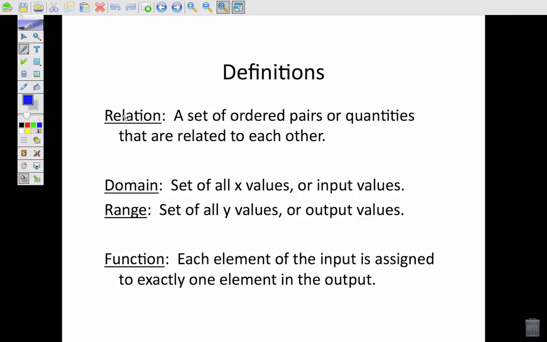A relation is a set of ordered pairs or quantities that are related to each other. Domain is always the set of all x values or input values. Range, the set of all y values or output. And each element of the input is assigned to exactly one element of the output. That's what a function is. A function is when you have one x and every x has exactly one y that it corresponds to. You can't have any repeated x values in order for something to be a function.